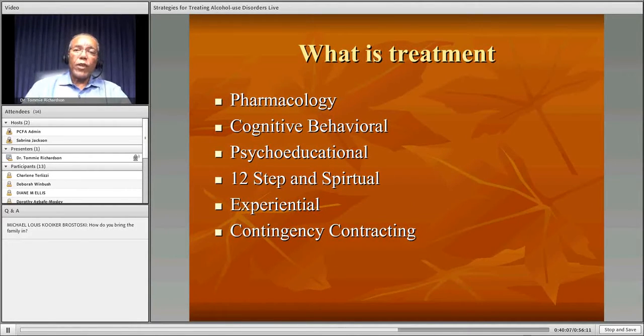To sum up treatment, what is treatment? Treatment is pharmacology, cognitive behavioral therapy, psychoeducational, 12-step and spiritual, experiential treatment, and contingency contracting. All of these have a place in treating the addicted patient.